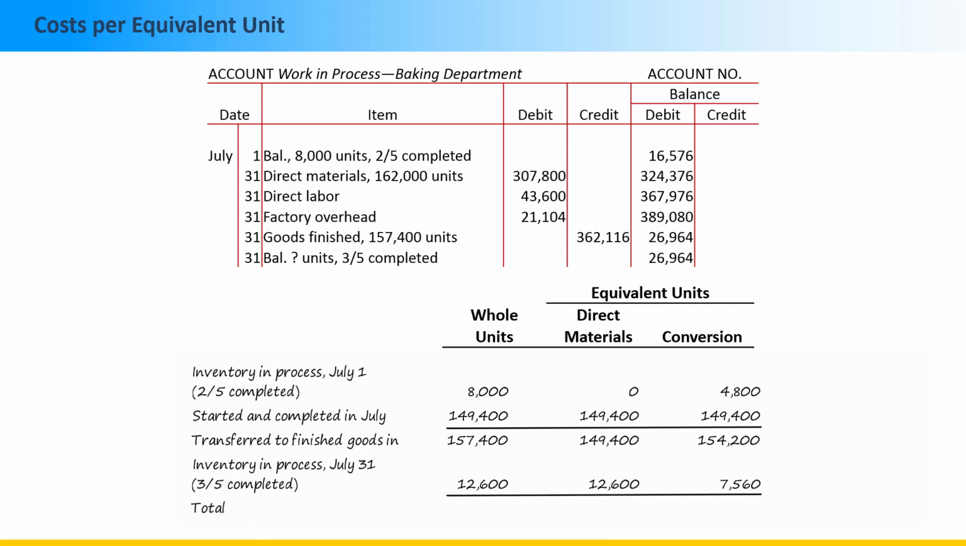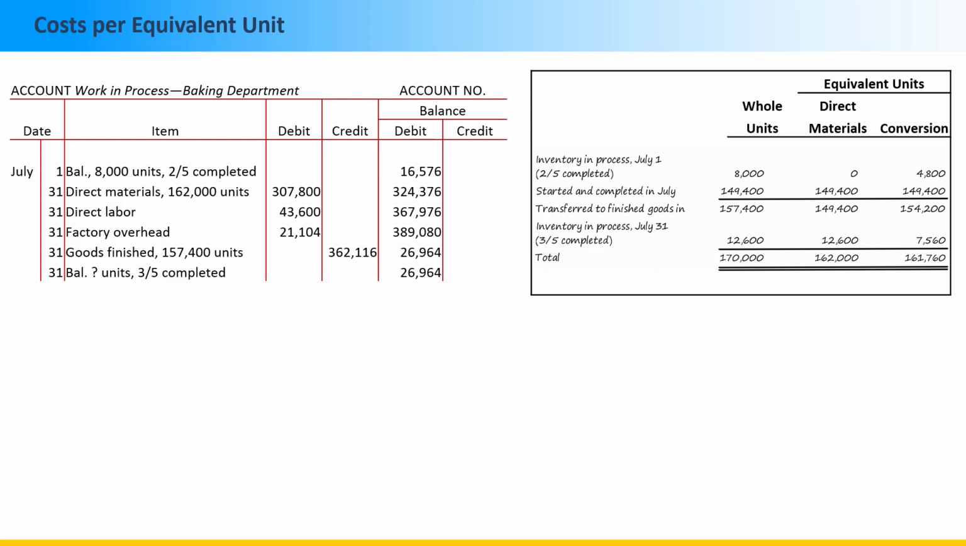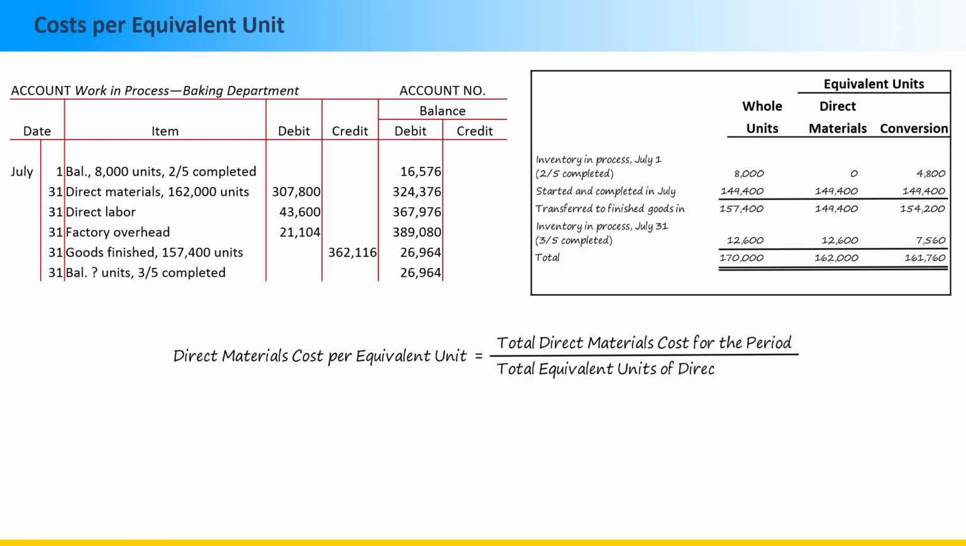Thus, the number of whole units is 170,000. Total equivalent units with respect to direct materials are 162,000 units, and with respect to conversion costs are 161,760 units. Now, let's compute the costs per equivalent unit. Let's first calculate the direct materials cost per equivalent unit. It is calculated by dividing the total direct materials cost for the period by the total equivalent units of direct materials. Thus, by dividing $307,800 by 162,000, we determine the direct materials cost per equivalent unit to be $1.90.